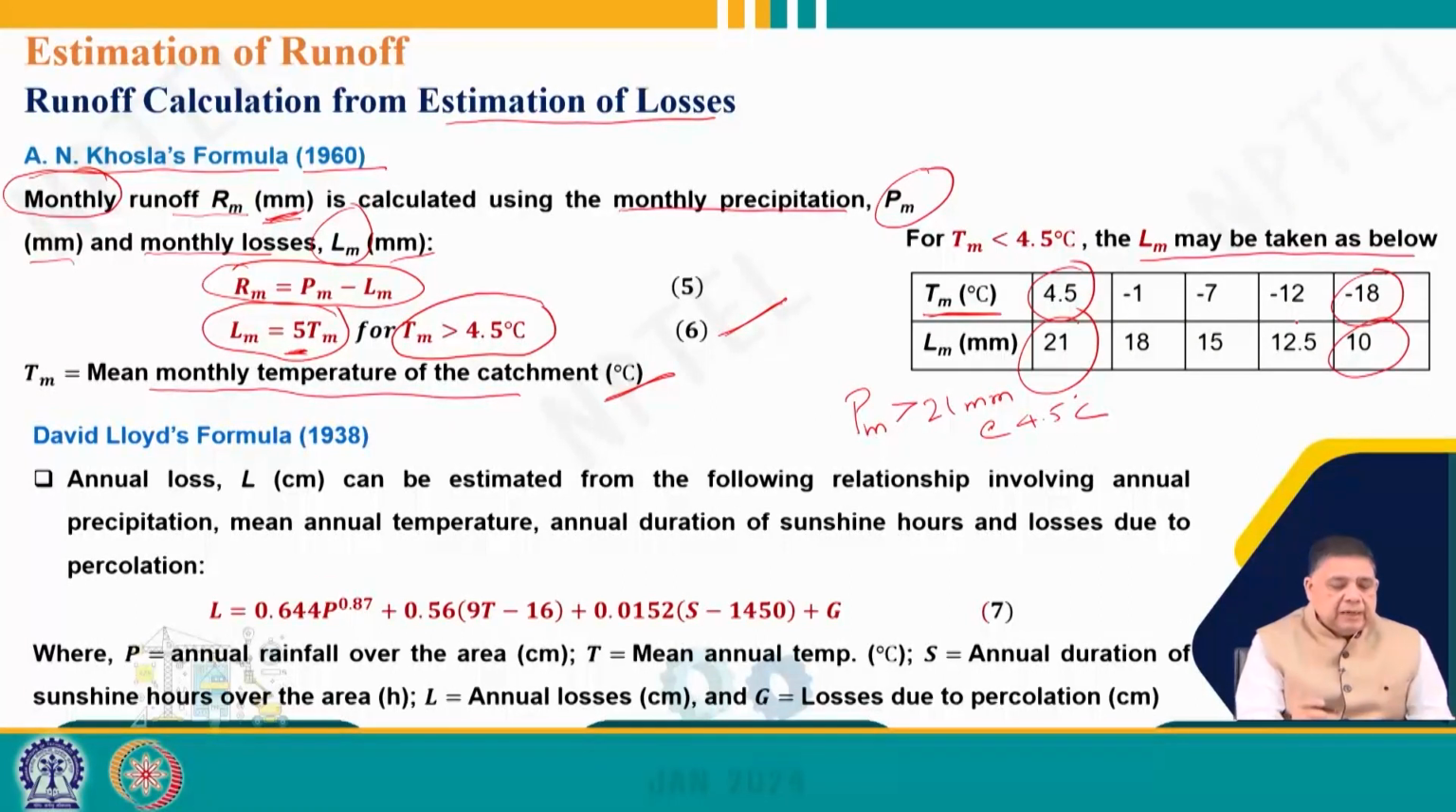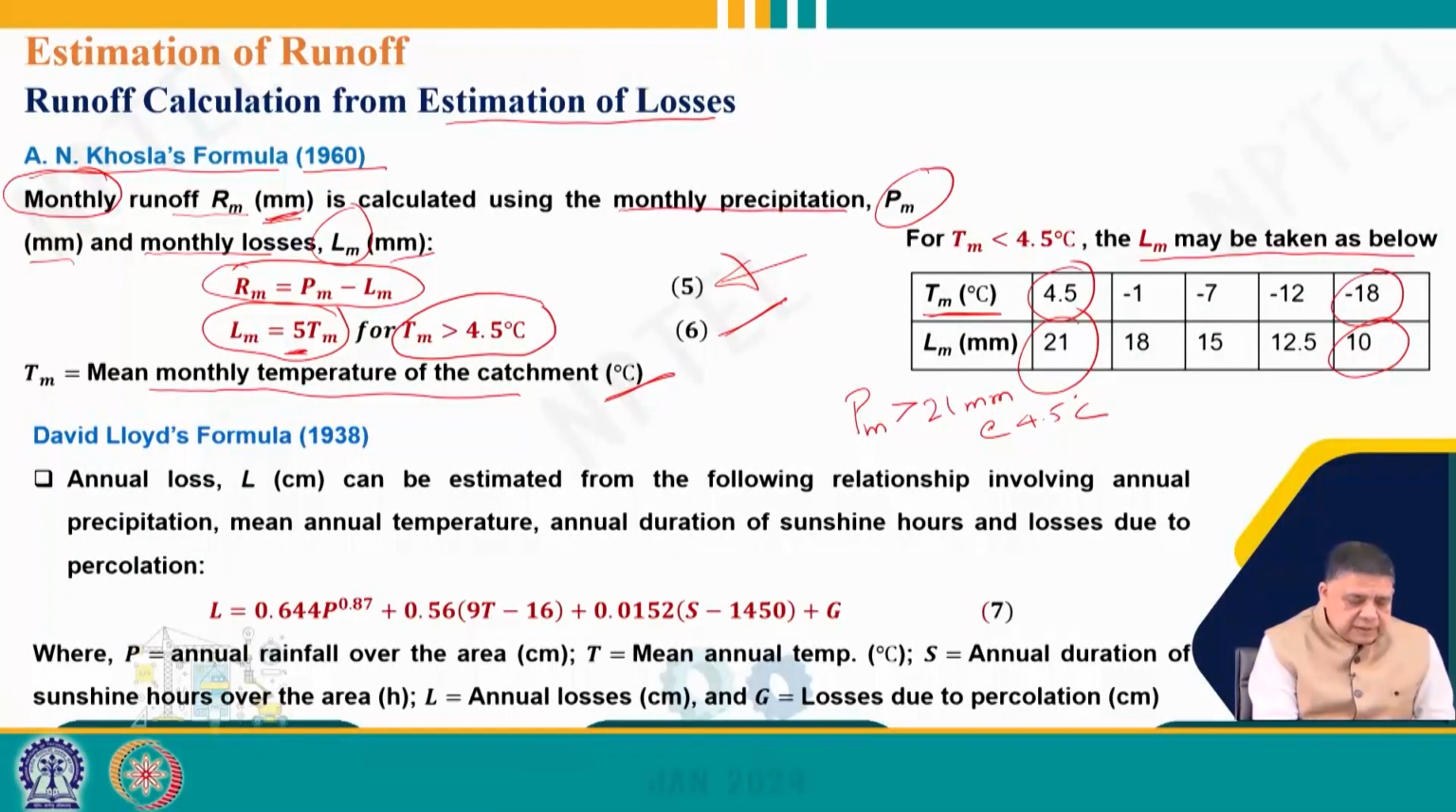So, in the Khosla formula, at the monthly time step, losses LM are associated with mean monthly temperature. Depending upon whether the temperature is greater than 4.5 degrees C, or equal to or less than 4.5 degrees C, we can use the equation or the table directly, and then RM equal to PM minus LM can be used for estimating the runoff.